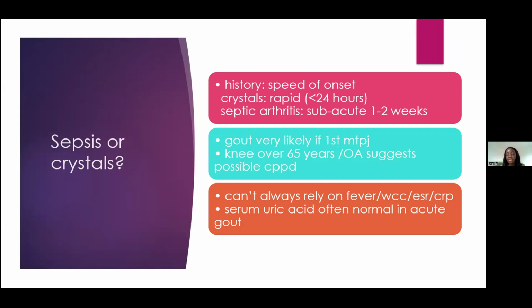In a patient who's, say, over 65 years, has osteoarthritis, subacute onset of joint swelling, and you see chondrocalcinosis on the X-ray, that's probably going to be pseudogout. When you send the aspirate off, though, they can sometimes find both gout and pseudogout crystals, in which case the management is pretty much the same, unless they're having repeated flares where you need to start them on urate-lowering therapy for gout. And then finally, you cannot always rely on fever, white cell count, and all these inflammatory markers to tell you if somebody's got an acute septic arthritis. And again, like I said before, uric acid can often be normal in acute gout, so that doesn't really hold much weight.